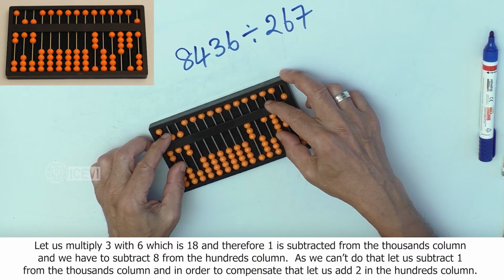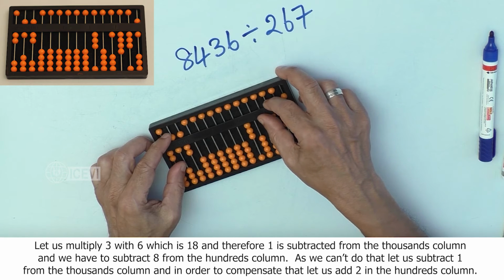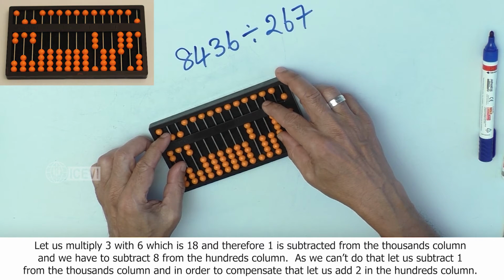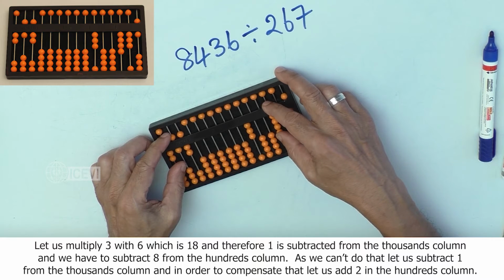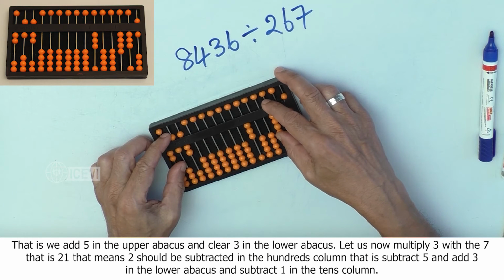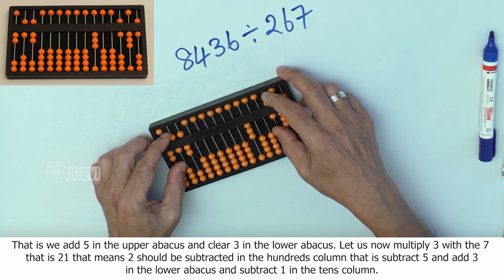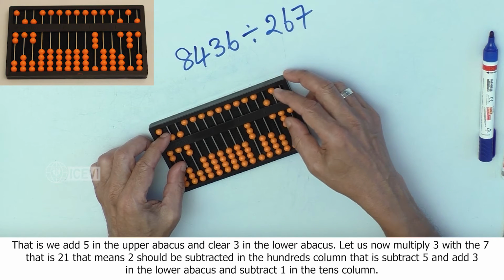As we can't do that, let us subtract 1 from the thousands column, and in order to compensate that, let us add 2 in the hundreds column. That is, we add 5 in the upper abacus and clear 3 in the lower abacus.